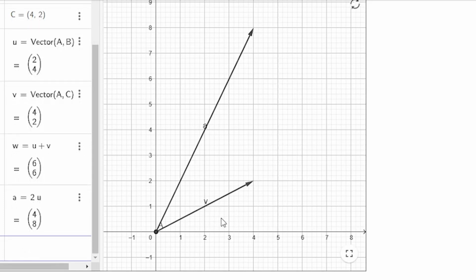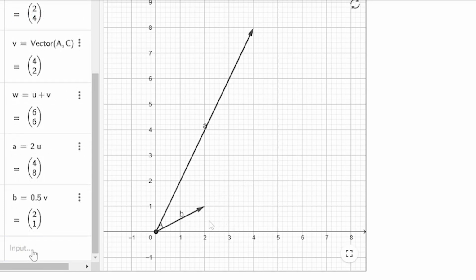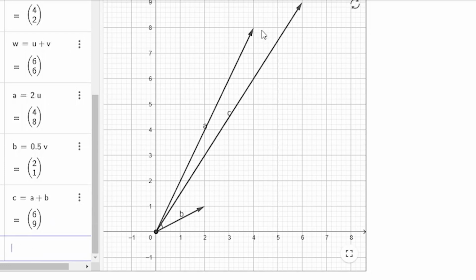Let's scale v, maybe by half. I get a new vector called b. Now again, I can just add a plus b, which is going to be the point in here.